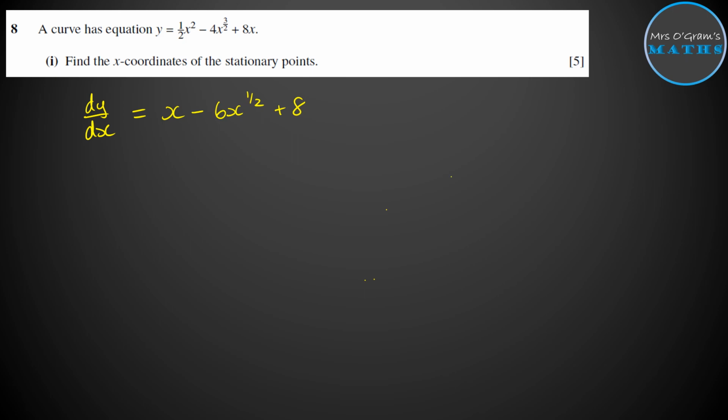So if we differentiate, we get this. Set it equal to 0, we get this. Now we actually have here a coded quadratic to try to solve. So if we rewrite this as a being x to the half, you can see that quadratic a little more easily. Now we can have a go at factorising it.